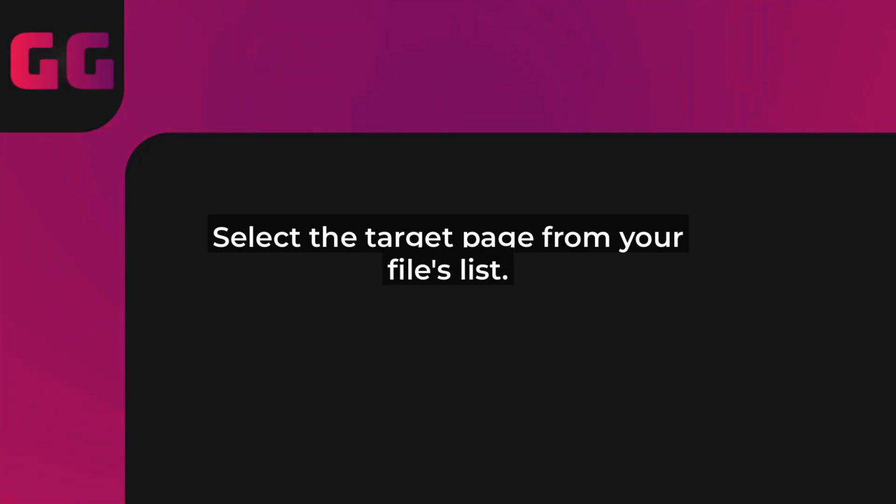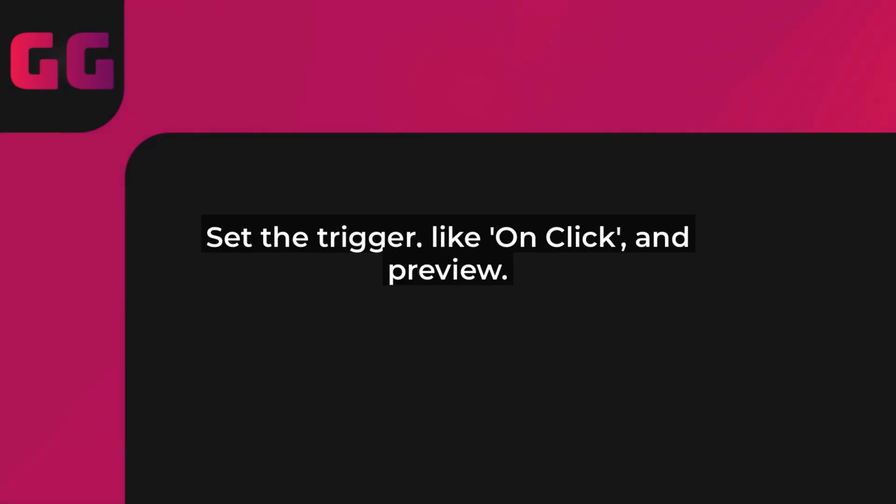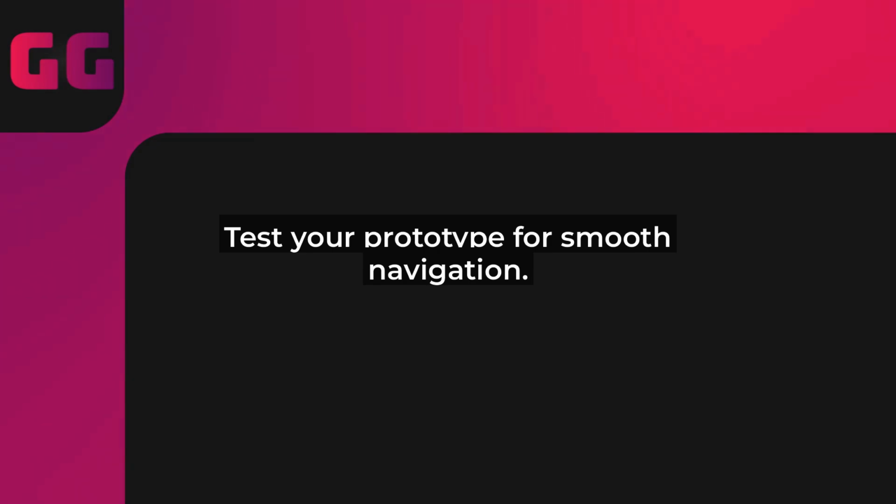Select the page you want to link to from your files page list. Figma makes it easy. Your pages are all right there. Don't forget to set the trigger, like on click, so it activates when users interact with it. Hit Done and preview your prototype by clicking the play button at the top. Test it out. If something's not working, double-check your selections or ensure your pages are properly named.